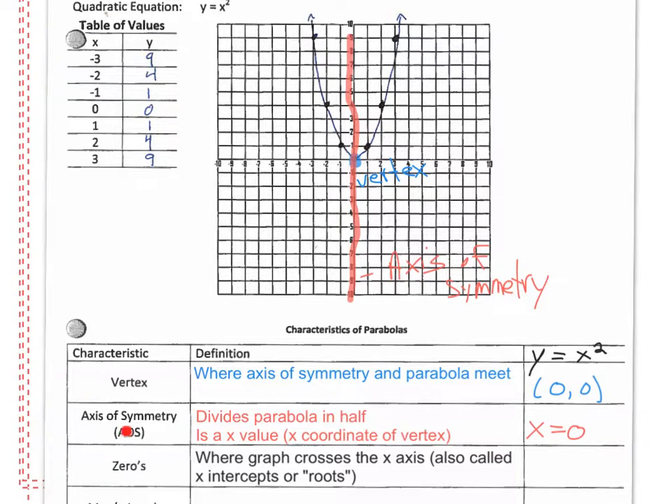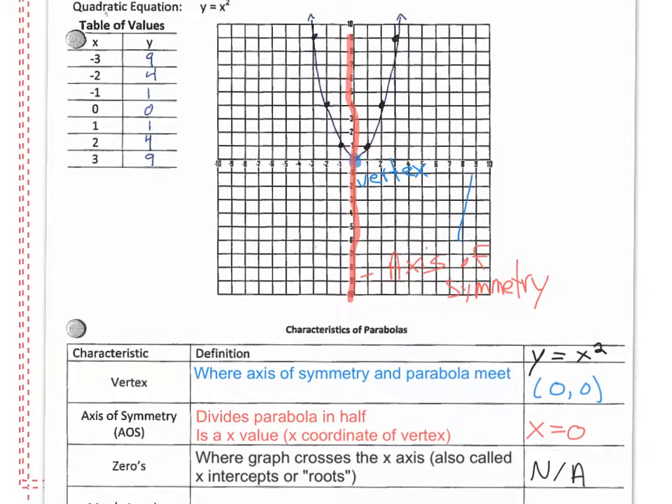Okay, the next feature we're going to look at is the zeros, and these are where the graph crosses the x-axis. I want you to take note that it's where it crosses, not where it meets the axis. So in this equation, y equals x squared, the parabola never crosses our x-axis, so we don't have any zeros for this curve.